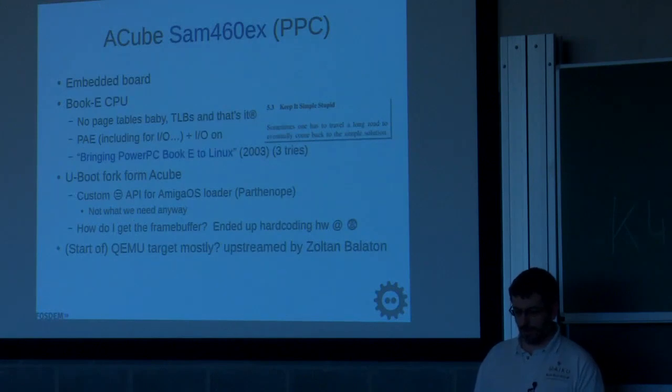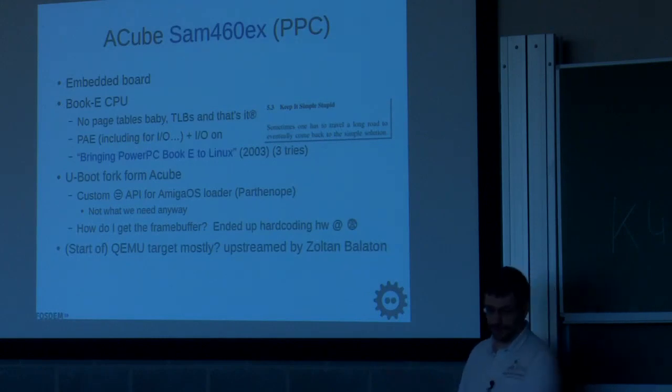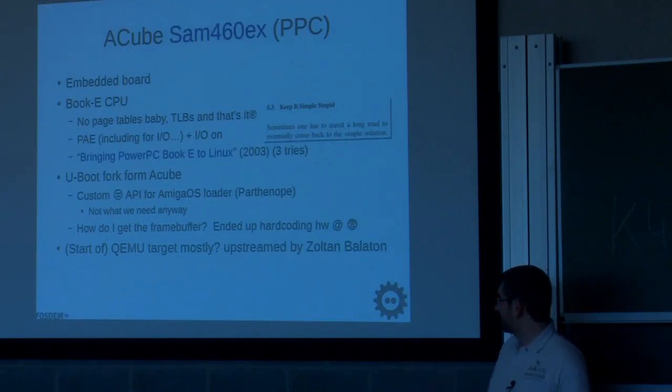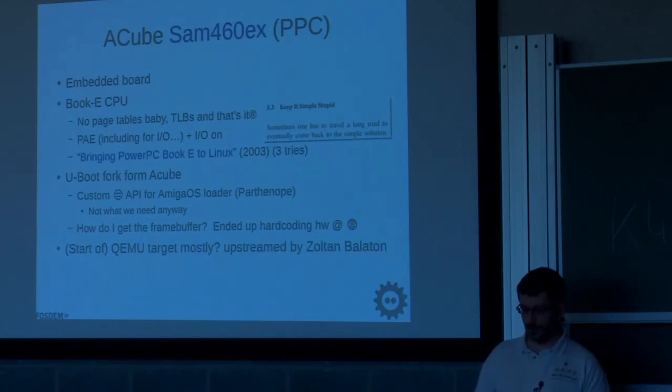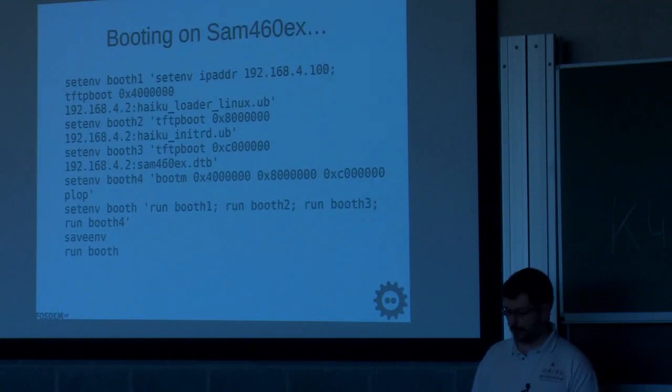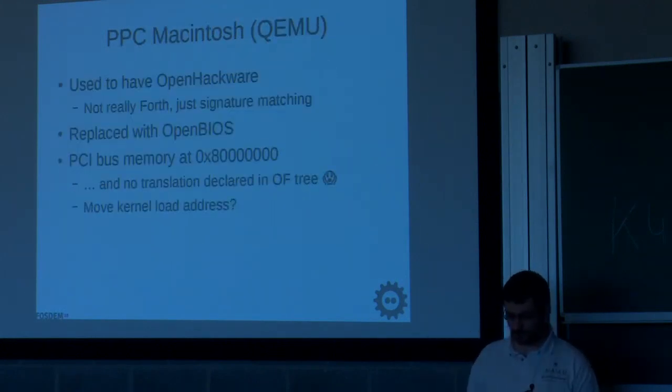So yeah, and their fork of U-boot is very old, and they basically rewrote most of the graphics stuff, and they also have things we can't even use, so well. But I did write a target for QEMU, which a nice guy cleaned up my patches and upstreamed them. So yeah, well, it kind of worked at some point.